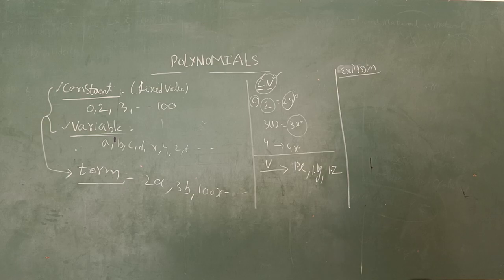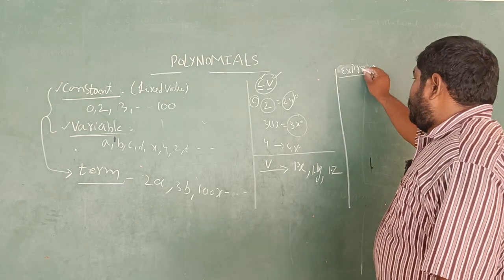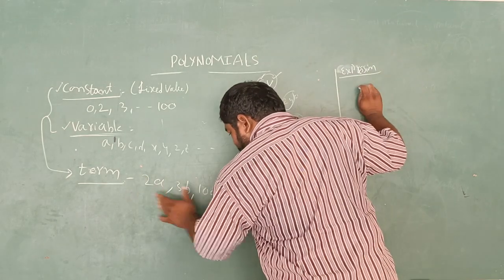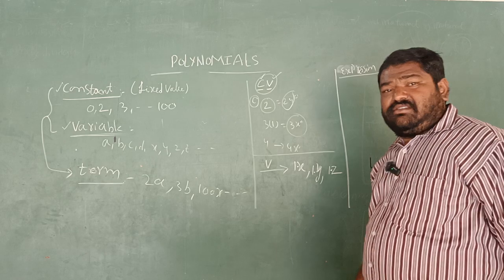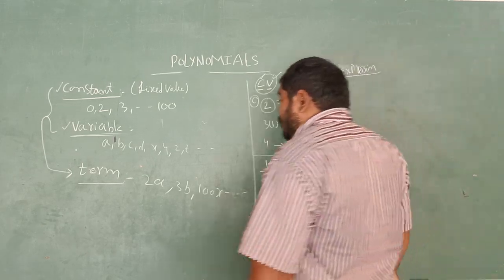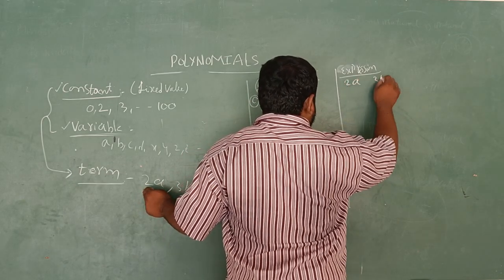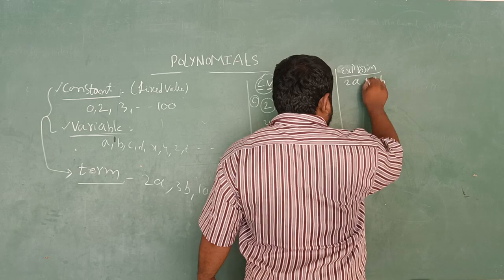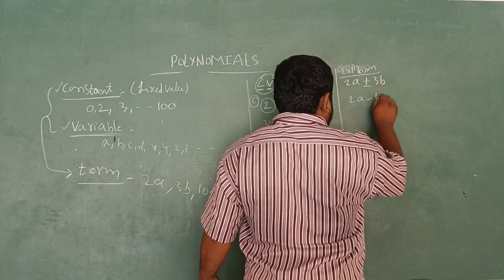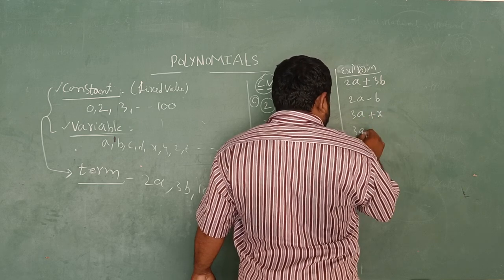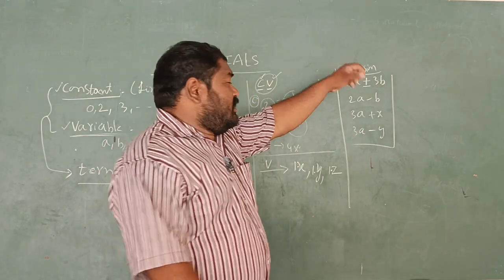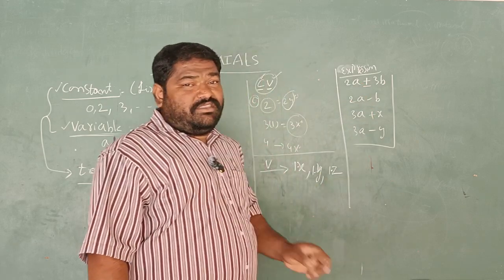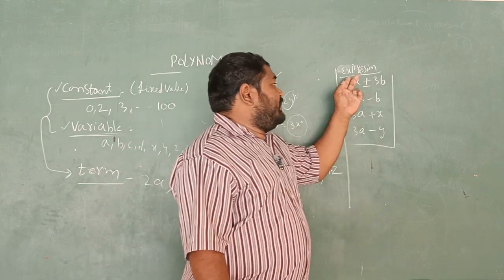Expression means the combination of many terms with respect to addition or subtraction. What is a term? 2a is a term. 3b is another term. The combination of many terms, one or two or three or so many terms, with respect to addition or subtraction, like 2a minus b, 3a plus x, 3a minus y, whatever it may be, is called an expression.